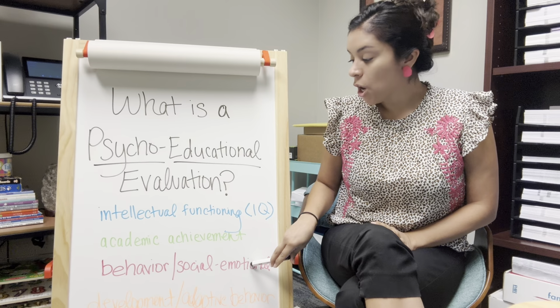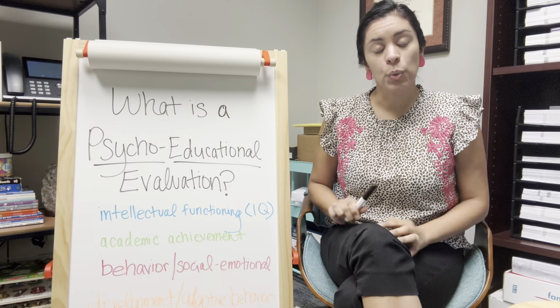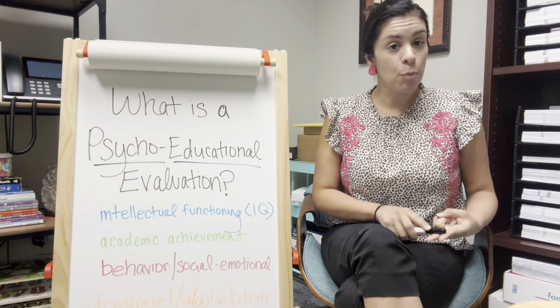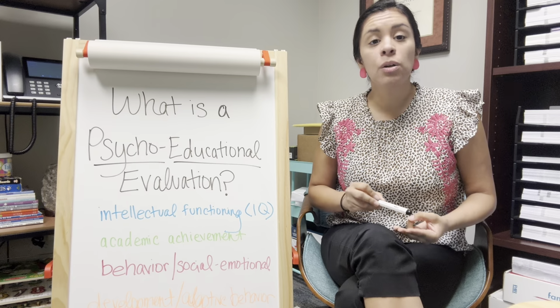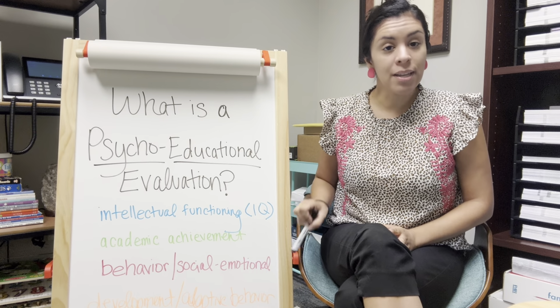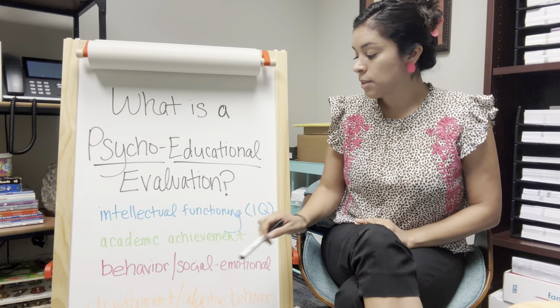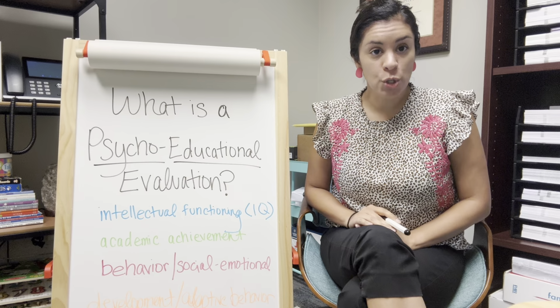Now, depending on if there are also behavioral concerns, which can include inattentiveness, hyperactivity, or even autism, we would be looking at how the child socializes, how they handle their emotions. That would be included in the behavior and social emotional piece.